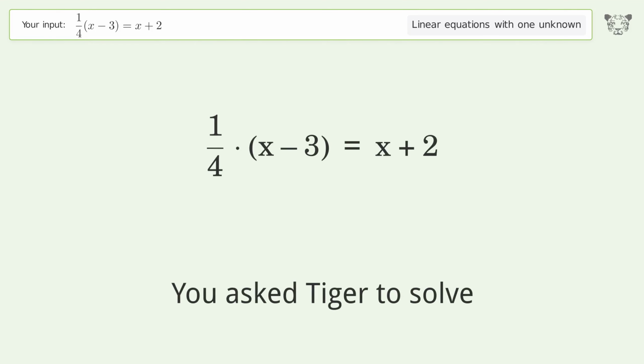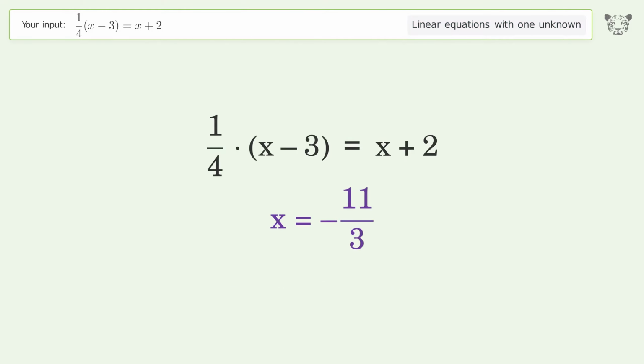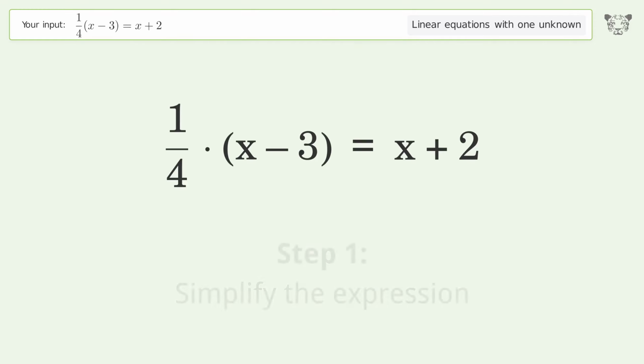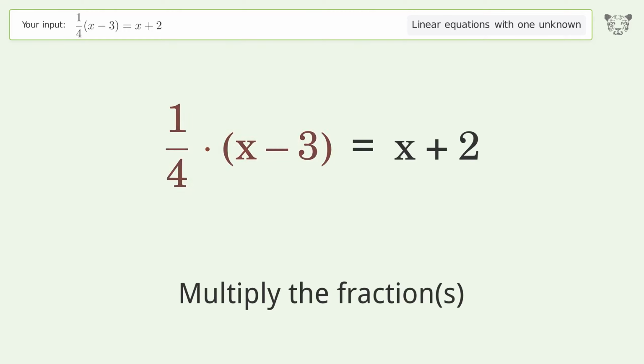You ask Tiger to solve. This deals with linear equations with one unknown. The final result is x equals -11/3. Let's solve it step by step. Simplify the expression. Multiply the fractions.